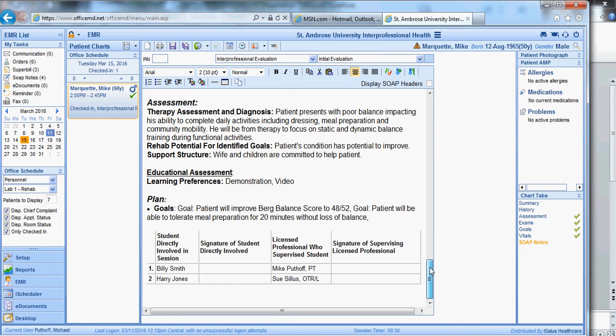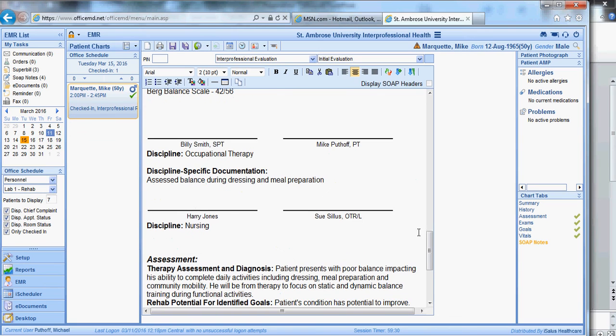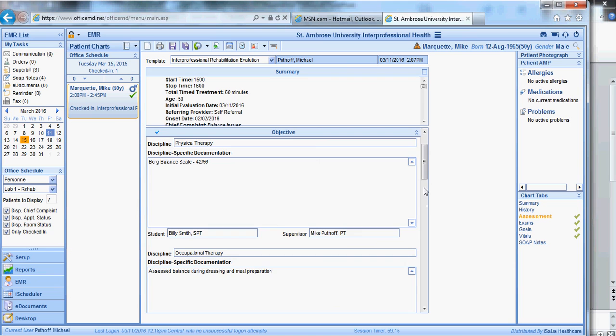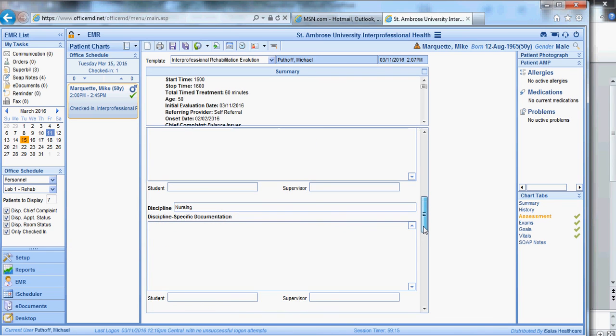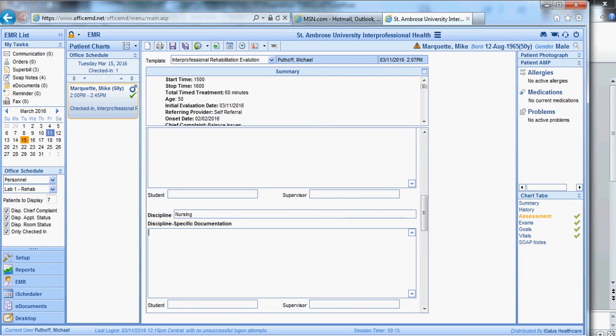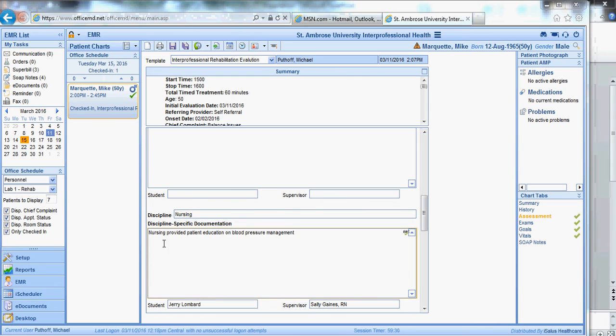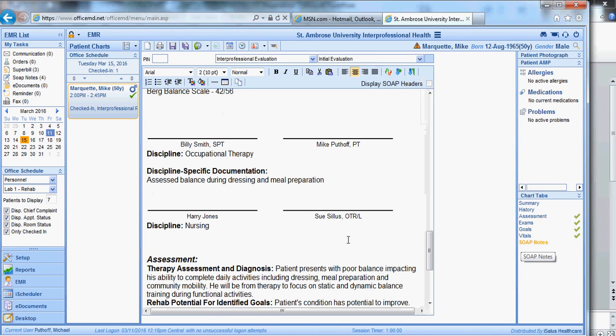Let's say I look at something and say, geez, nursing really should have had more information. So I can go back to assessment, go down to this point, and nursing. I decided to put better documentation. So nursing provided patient education on blood pressure, the student's name in there, and do it that way. Hit save again. Okay, now we go back to SOAP note.